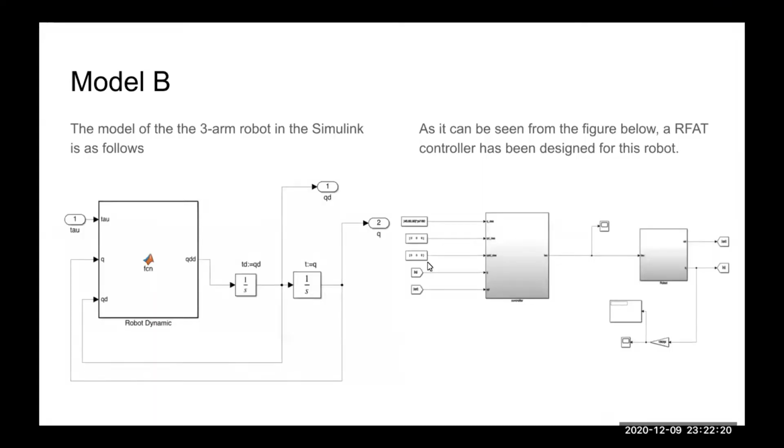In the second model in our project, we use the following model for the three-arm robot. And we use an RFAT controller, as you can see in the right figure, which gives the three angles for each arm as an input. And it has two feedbacks, the angular position and the angular velocity.